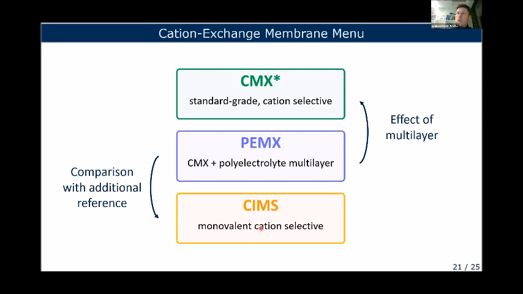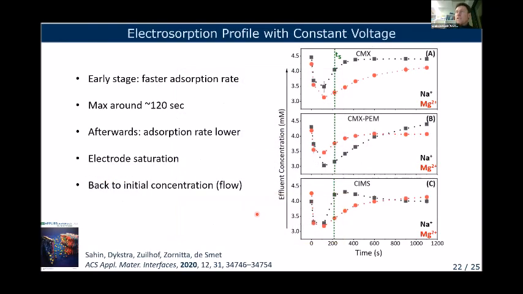And we also included SIMS, which is a monovalent cation selective membrane. And that allows us, well, we have one additional reference in our study to allow us to do a further comparison with what is used a lot in literature. And then you see plots like this.